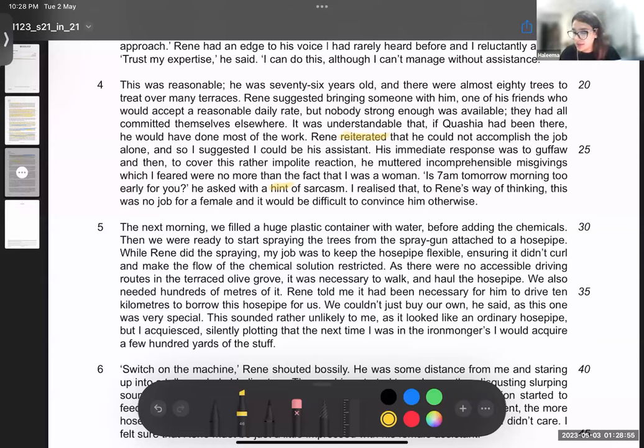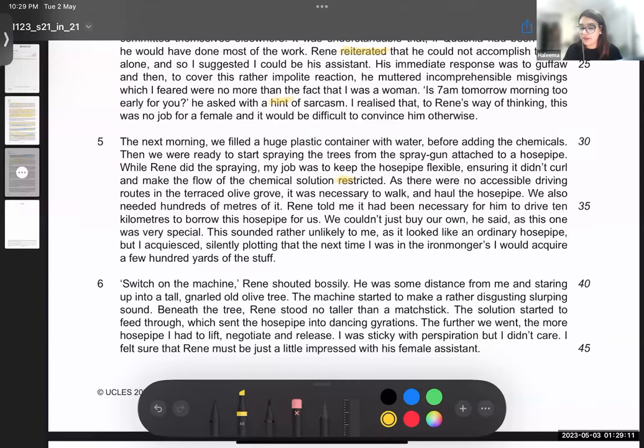And then you look at E, which says restricted. Now, this is a word that could have multiple meanings. This is in line 33, which says that ensuring it didn't curl and make the flow of the chemical solution restricted. In this case, you can understand that they're talking about the physical movement of the chemical that should not be hindered, should not be paused, right? The options are controlled, reduced, forbidden, and removed. Something that is restricted can also be something that is forbidden. But in this case, would I use the word forbidden? It doesn't fit the context.